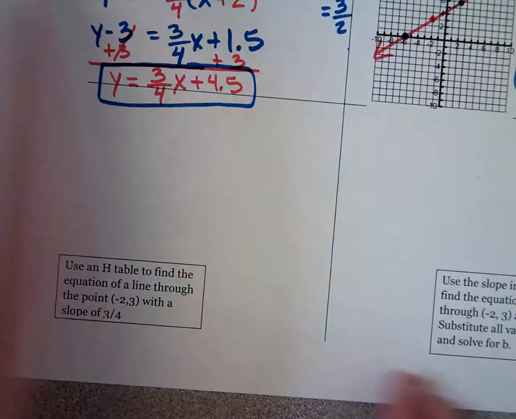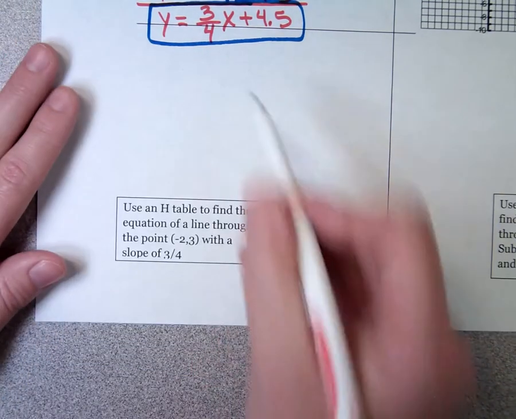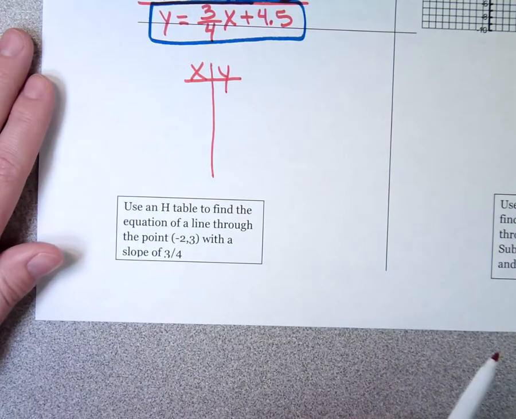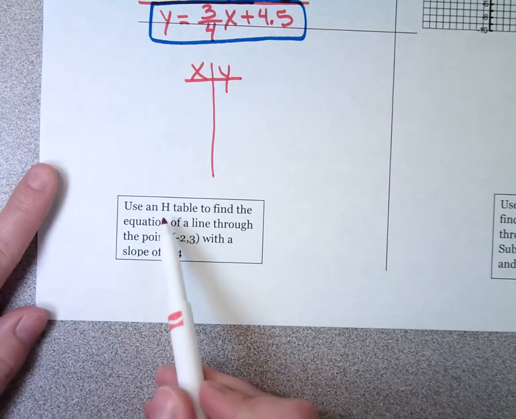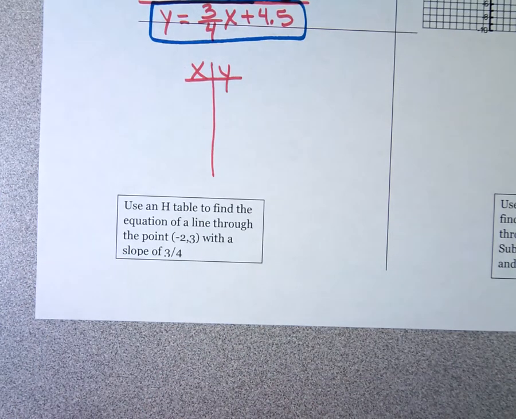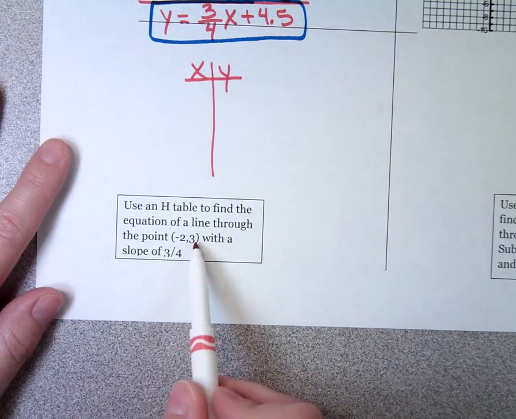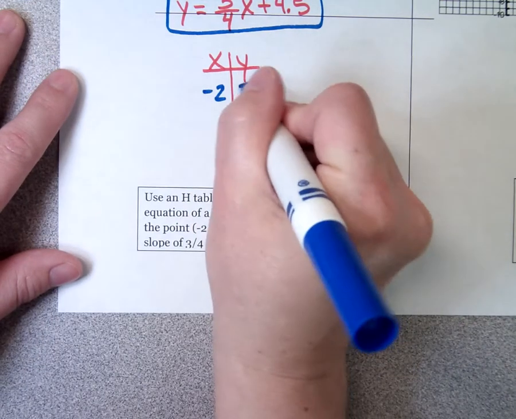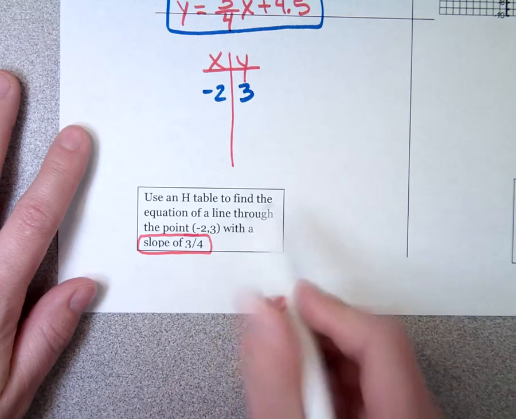Okay, and then I just want to show you this because we haven't ever done one quite like this, and I don't call it an H table. What do you guys call these? I call it a T chart. Okay, well that's what I had always heard of it too. So when I saw this said H table, I was like, I don't know what that is. Okay, so it says it goes through the point negative 2, 3. So I'm going to put negative 2, 3 in my table. And then it says it has a slope of 3/4.